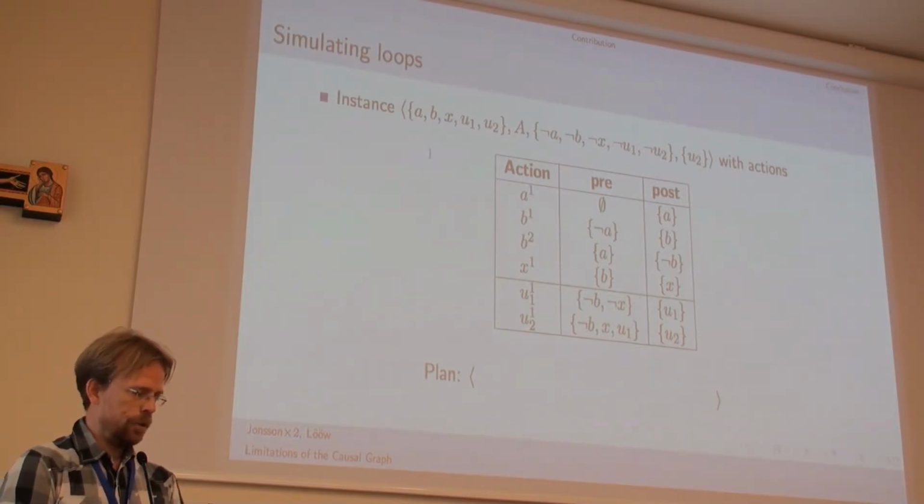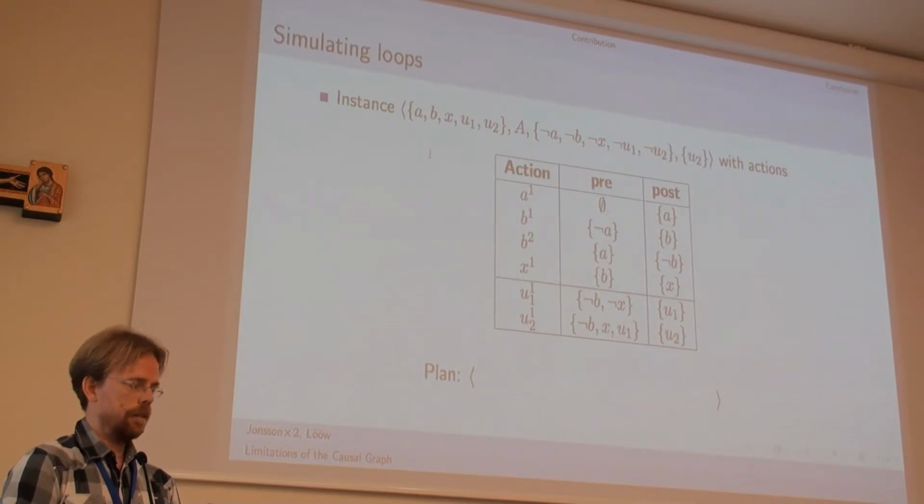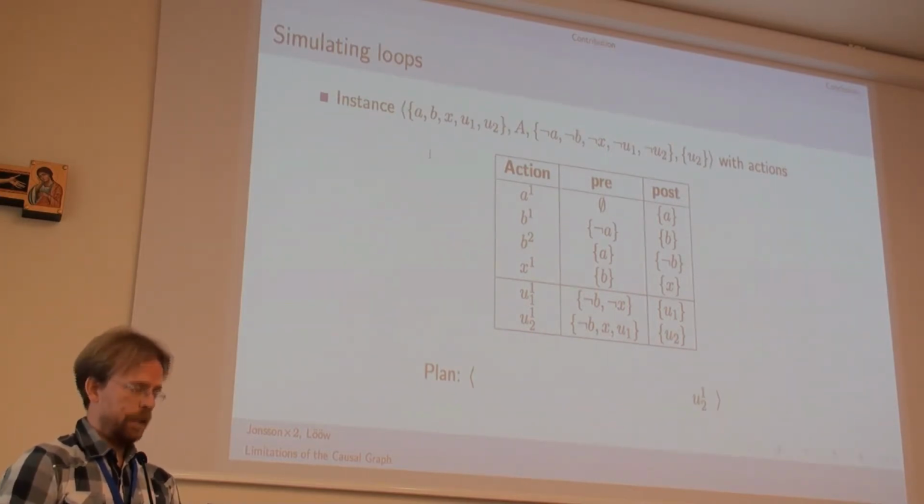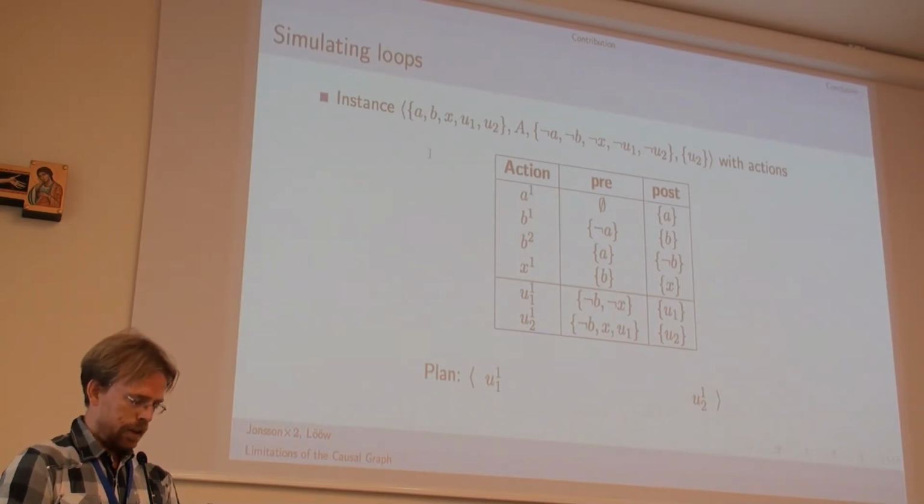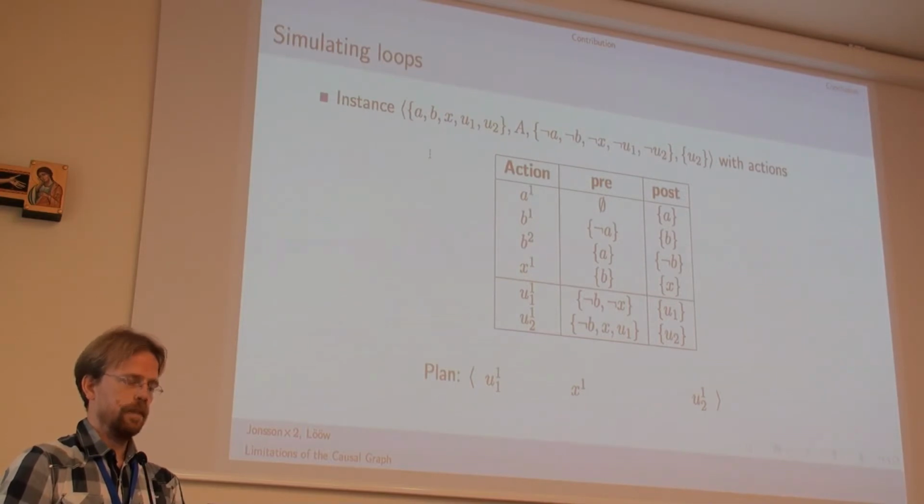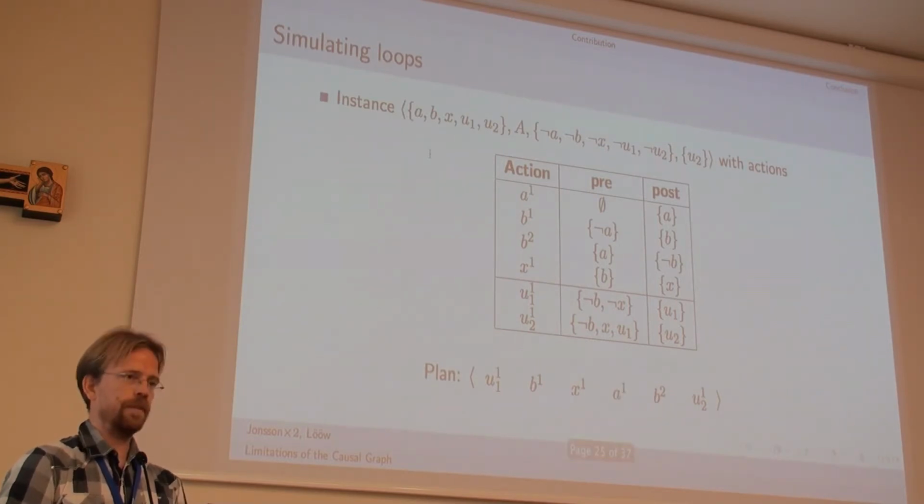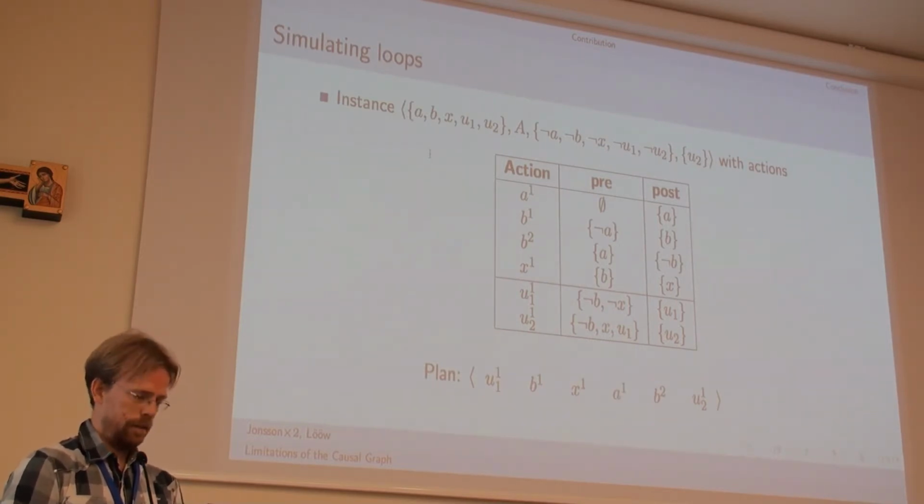So to make u2 true, you have to apply the last action, u2 1. This one has u1 as precondition, so you also have to make u1 true, which is possible in the initial state. But the second action also has x as a precondition, so you have to apply the action that sets x to true. That requires b as a precondition, so you have to set b to true. The last action requires not b as a precondition, so you have to reset b to false, and to do that you have to set a to true. So the plan will look like this.